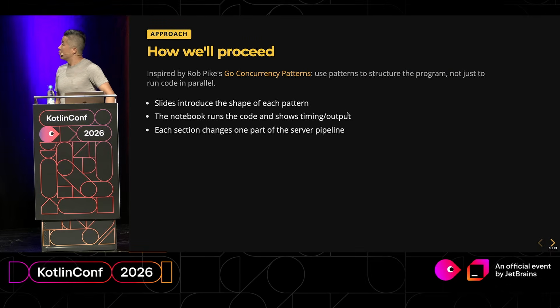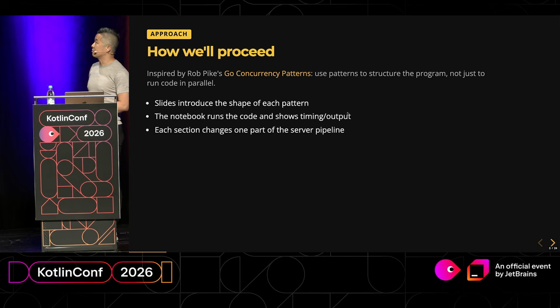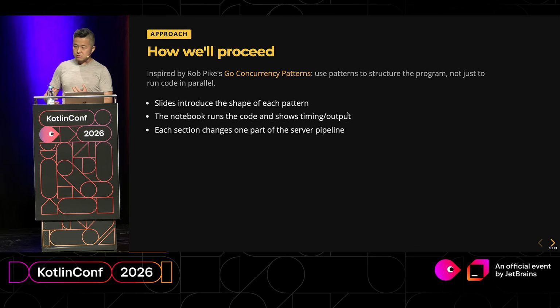So this is how I'm trying to fill the gap, and this talk is heavily inspired by Rob Pike's Go concurrency patterns at Google I/O 2012, I believe. It uses patterns to not give you a set of APIs, but instead give you a lot of repeated small code pieces that you can reuse to construct your program. The key point is how you structure your program, not just understand the APIs.